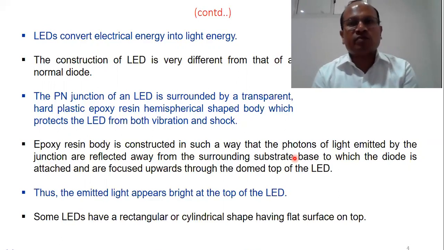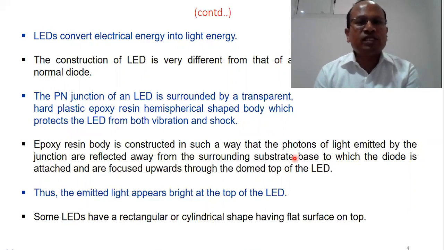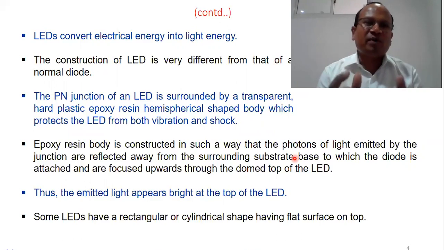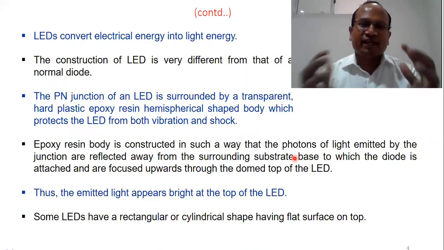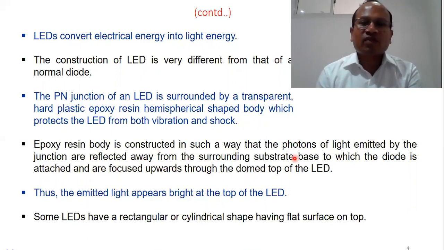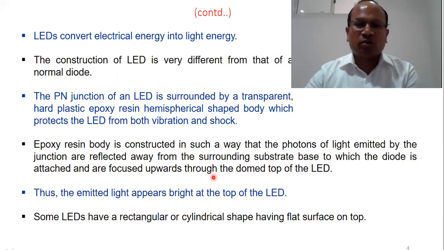Otherwise, in our previous lecture, we have seen that the light which is generated in an LED, the bundle of photons, is not coherent. It is incoherent. The photons move in different directions. Their directivity is very poor. So what we need is to focus in a certain area, a certain direction. That's the top, and this epoxy resin body is constructed in such a manner that focusing takes place so that we can see some intensity of light from a certain area getting reflected. So it goes upward towards the dome top of the LED.